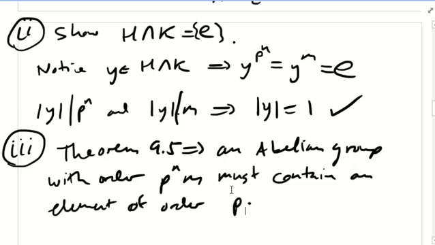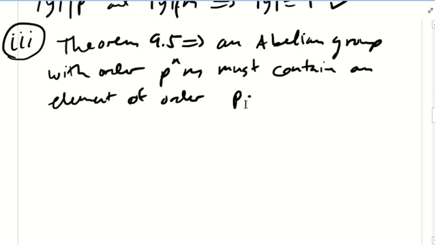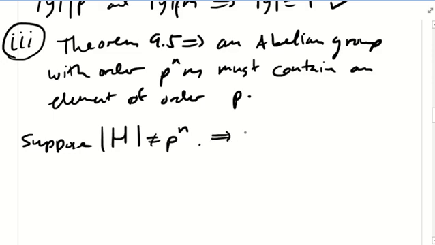Okay. So suppose the order of H is not equal to p to the n, right? That would mean that the order of K, sorry, p would be a divisor of the order of K. Which would mean, by that theorem, K would have to have an element of order p.